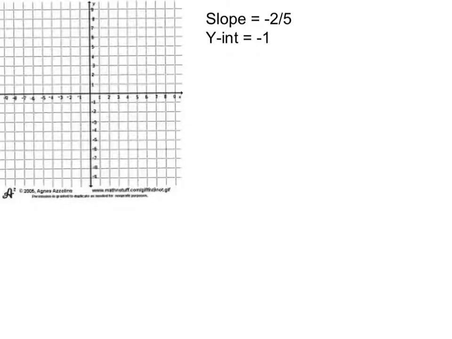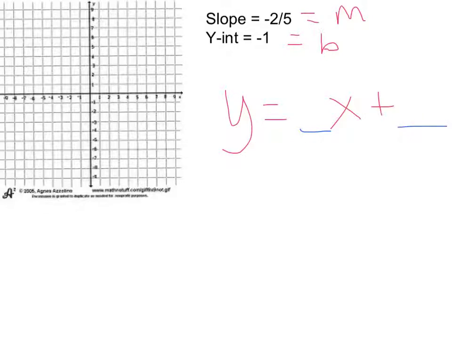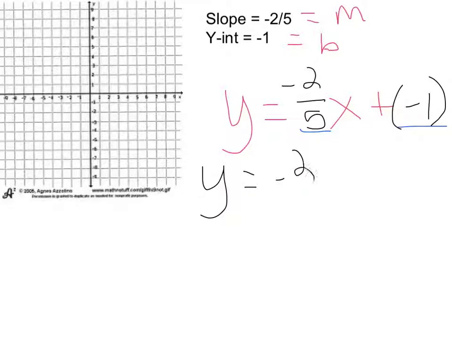Okay, so we have another equation. With this one, we have a slope of -2/5, and we know that our slope is equal to the m variable, and our y-intercept is -1, which is equal to the b variable. So plugging it into our equation, we're always looking for the m and the b. So I will end up with y equals -2/5 x plus -1. Or to simplify that, y equals -2/5 x minus 1.